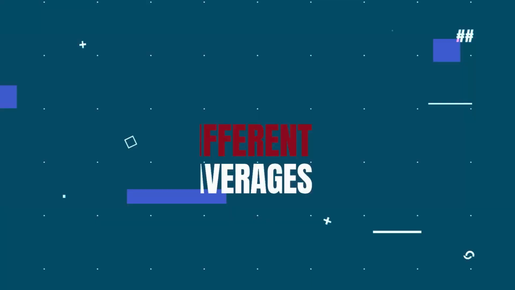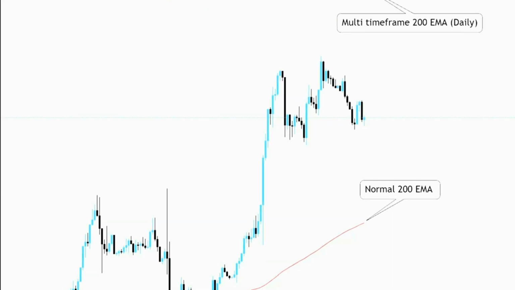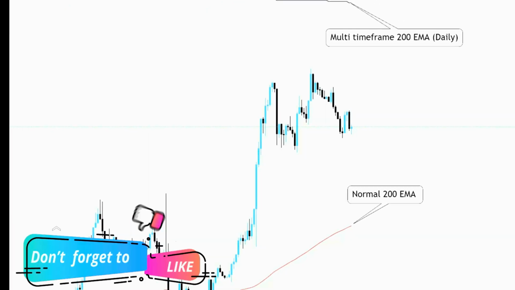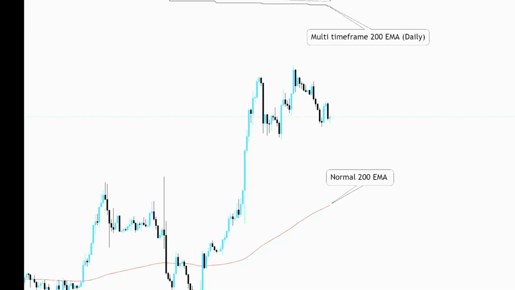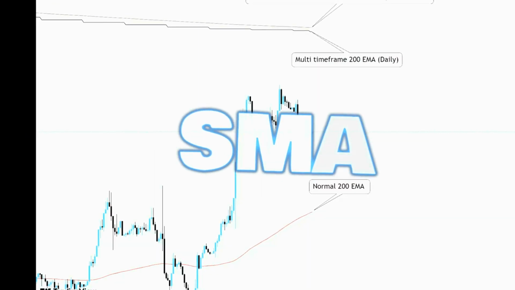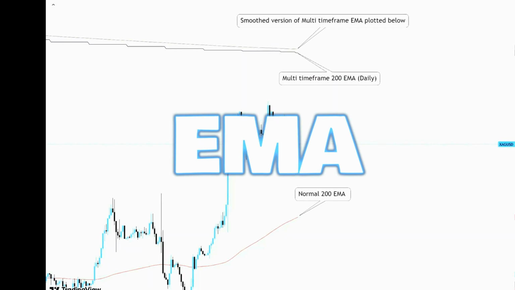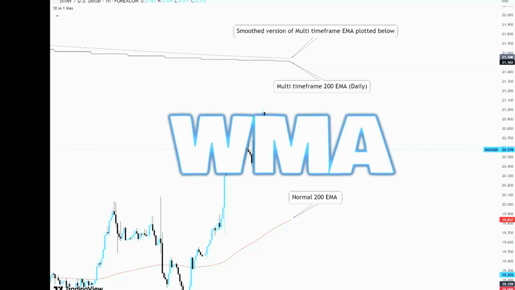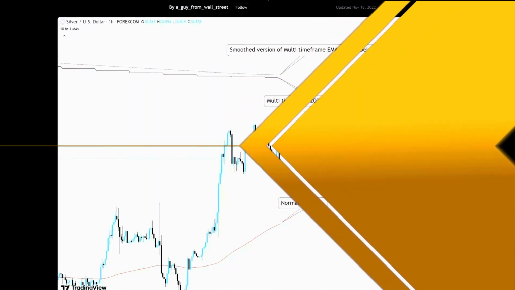It's called the 10 and 1 different moving averages. This indicator combines multiple moving averages into one, giving you a more comprehensive view of the market trends. The 10 and 1 different moving averages indicator includes various types of moving averages such as the simple moving average (SMA), exponential moving average (EMA), and the weighted moving average (WMA). By combining these different moving averages, you can get a clear picture of the market's overall direction and strength.